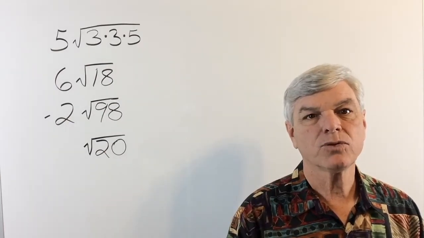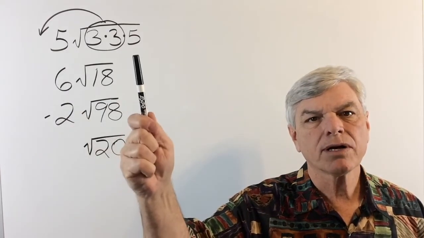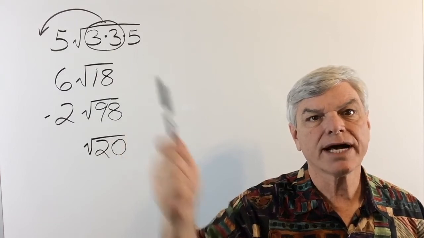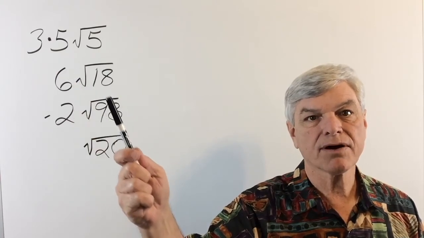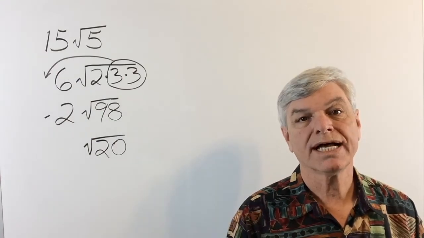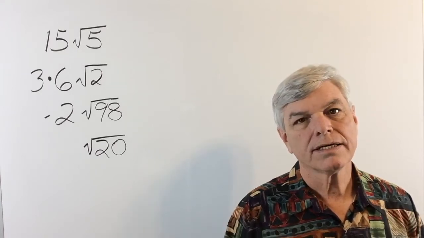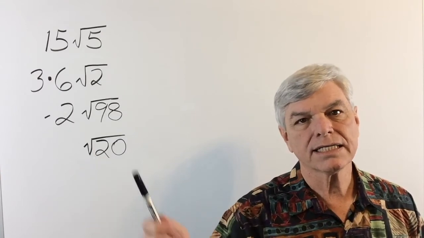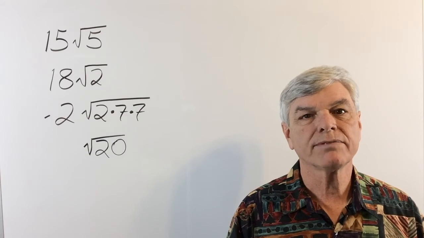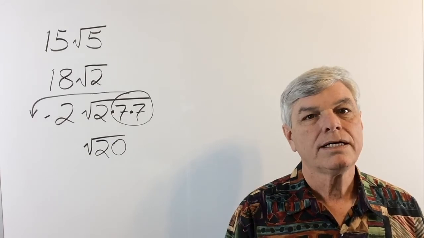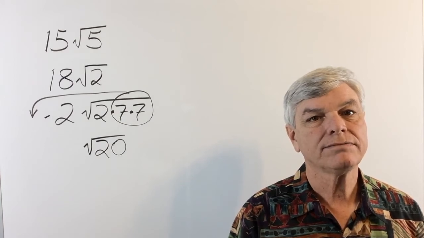Why don't we start with the first radical and tear apart that 45? Grab the twins and take them out. That'll be 3 times 5, and we're going to have 5 left under the radical. 3 times 5 is 15. And let's tear apart that 18. We'll have 3 times 6, and we'll have a 2 left under the radical. 3 times 6 is 18. And let's tear apart this 98: 2 times 7 times 7. Let's grab the twins and take them out, and I'll have 7 times negative 2 with the 2 left in the radical.